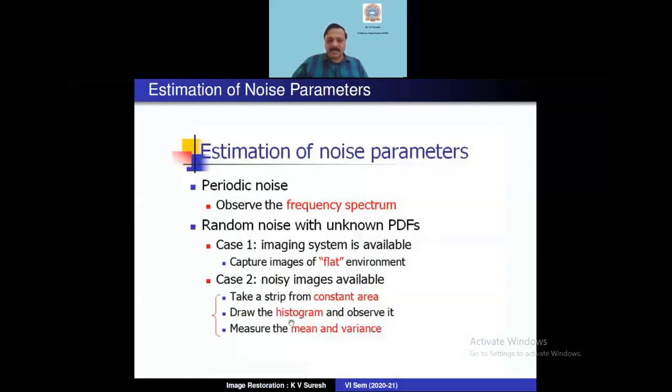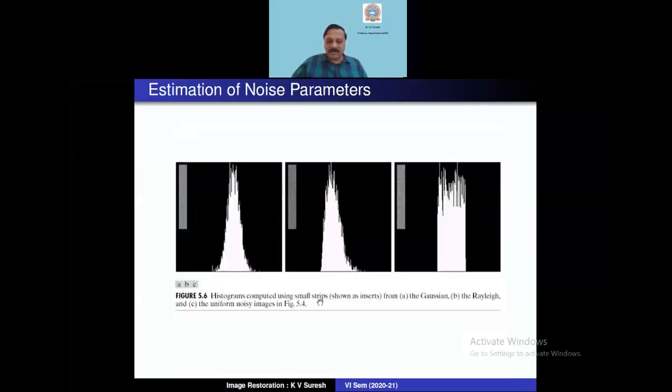So we will take a strip from the constant area when only noisy images are available. I don't have the camera with me. From that image, take a strip from the constant area. The bigger this area, the better. The larger the area of the constant region you get, the better the estimation. Then plot the histogram and observe it. Once I know the shape, then you can find the mean and variance of that particular noise.